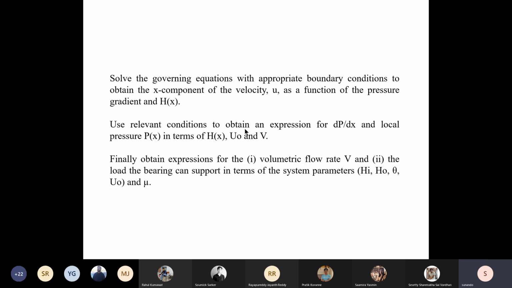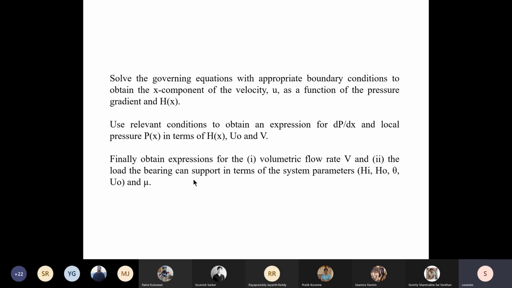We need to find out what the boundary conditions are, and we have to, again as before, obtain an expression for dp/dx and the local pressure in terms of the local height between the two plates, the velocity of the bottom plate, and the volumetric flow rate. So we need to finally find the volumetric flow rate and the load that the bearing can support.